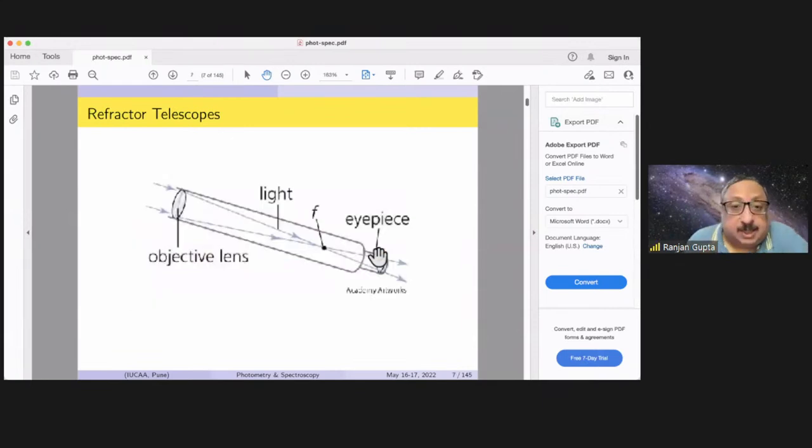So this is again the same picture, objective lens and all. So I will just skip this.